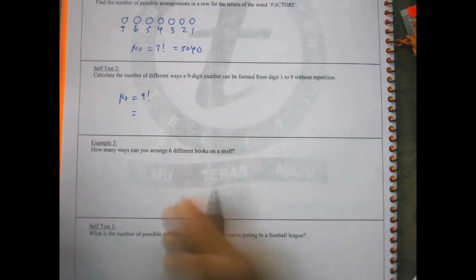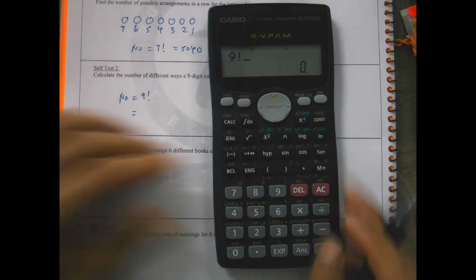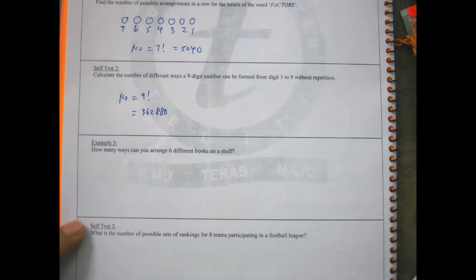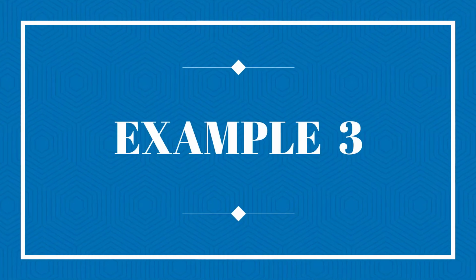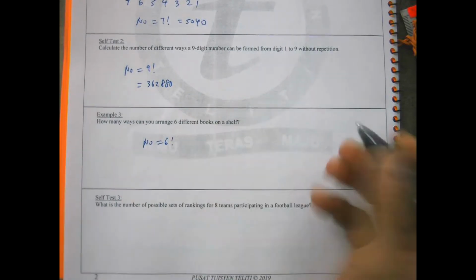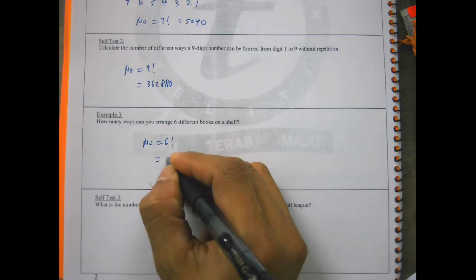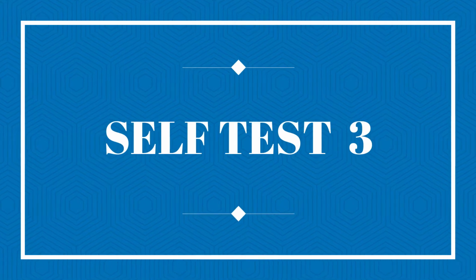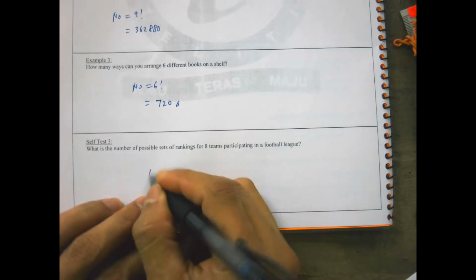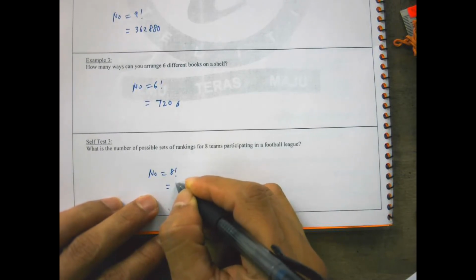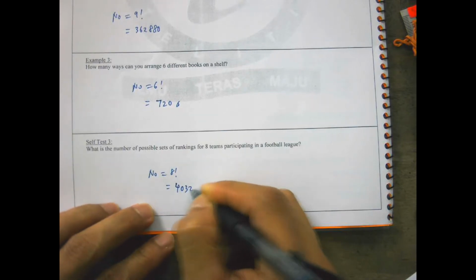Okay, 9 digits. How many ways can you arrange 9 digits? 9 factorial. That will be 362880. It's very long. Okay, next: 6 factorial. Answer? Anybody? 6 factorial? 720. Okay. How many ways can you arrange 8 teams? 8 factorial, answer? Say again? 40320. Okay, simple.